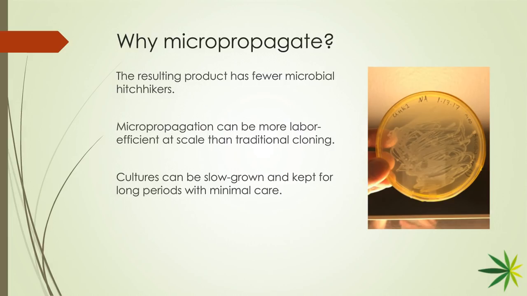You begin micropropagation. The one reason you might want to do it is you have fewer microbial hitchhikers. And what that means, well, you see this image there on the slide. That's a petri dish, and the little white smear that you see, that's an organism that I've isolated from the inside of many cannabis cultivars that I've tried to culture in the past. Now, I know they came from the inside because of the multiple times you sterilize the surface.